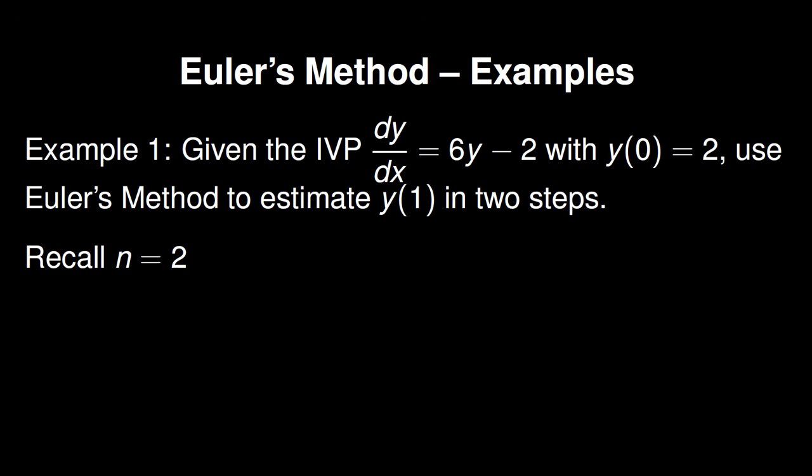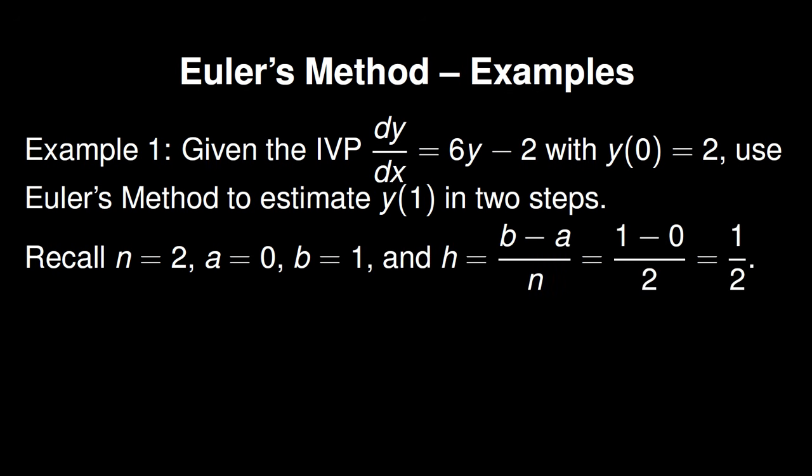Well, recall that we use the n variable for the number of steps, so in this case n is equal to 2. Recall that a is the initial x value, so that's this 0 here that's given as part of the initial condition. Also that b is the final x value that we're trying to approximate. And then the h value, which was the width of each of the subintervals, was calculated by doing (b minus a) over n. And in our example it is (1 minus 0) divided by 2. So our h value is equal to 1/2. So that means each of the subintervals here is equal to 1/2 of a unit.